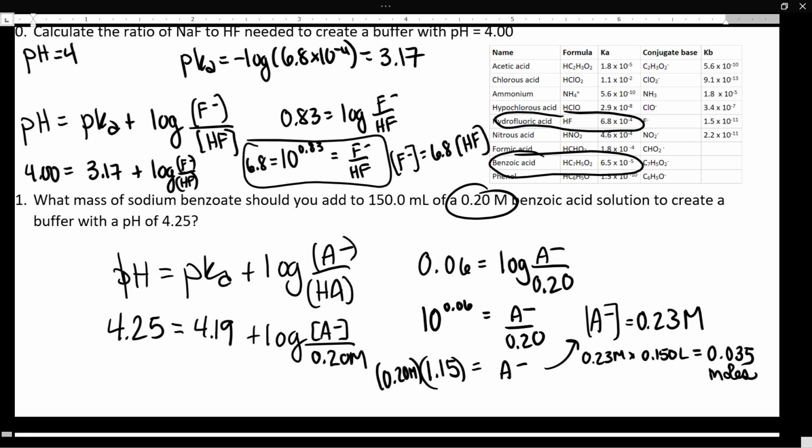And then you're going to use the molar mass of sodium benzoate to find grams, which I am not going to look up right now, but you could look that up. Okay, so sodium benzoate, sodium, and then this would be the benzoate ion. That's what sodium benzoate is. But you get the general idea here of how you want to solve this problem.